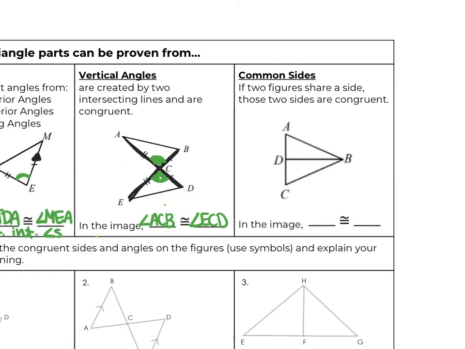All right, and last thing, common sides. So if two figures share a side, those two sides from each are congruent, because it's really kind of like the reflexive property, because DB right here, those two triangles have that in common, all right? They both have DB used to make up the triangle, okay? Because I have this top triangle here and the bottom one here. So all I'm really thinking is in this image DB is congruent to DB. So reflexive means equal to itself.